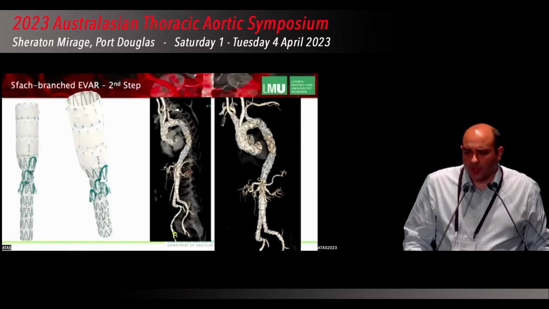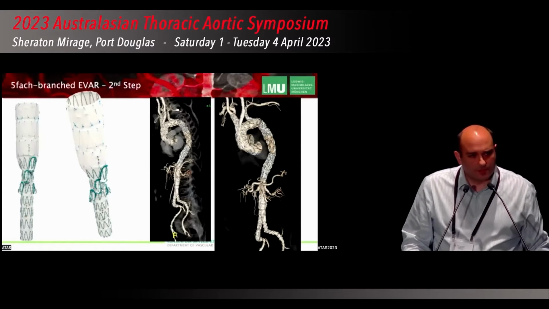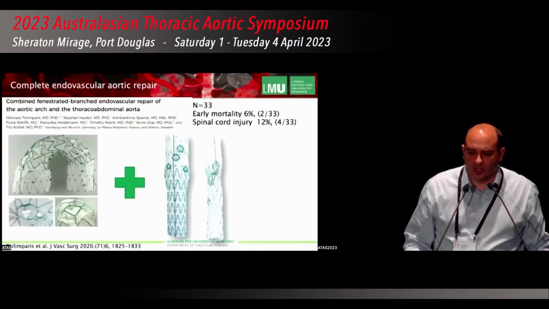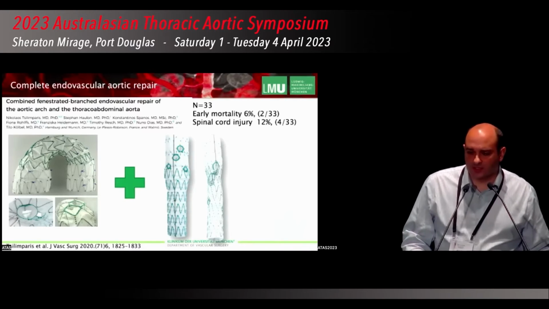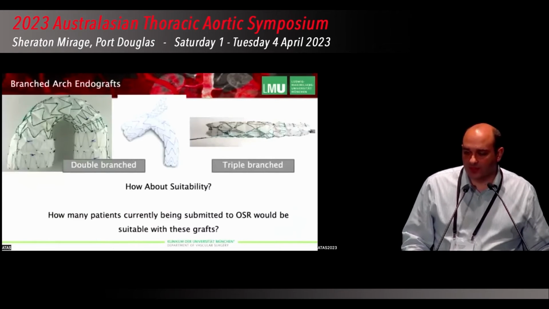Of course, the thing with these patients is that you don't stop with the endovascular repair of the arch. You have to move further with the endovascular repair of the thoracoabdominal aorta, and this is something that we also demonstrated is feasible: to do a complete full metal jacket in these patients, with total mortality on both procedures and spinal cord ischemia that is acceptable.